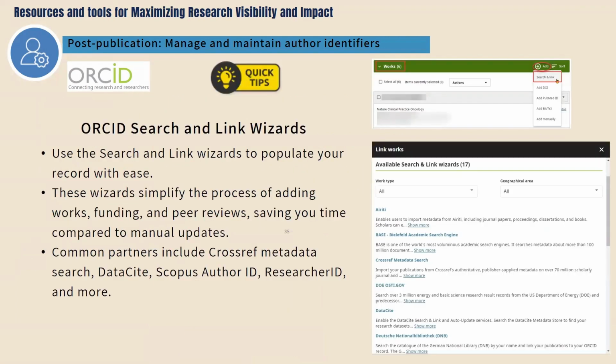Within ORCID, the search and link wizards facilitate the effortless populating of your record. These tools streamline the addition of works, funding, and peer review, offering a time-efficient alternative to manual entry. They are integrated with numerous partners such as Crossref, DataCite, Scopus Author ID, ResearcherID, among others, to enhance the comprehensiveness of your academic profile.